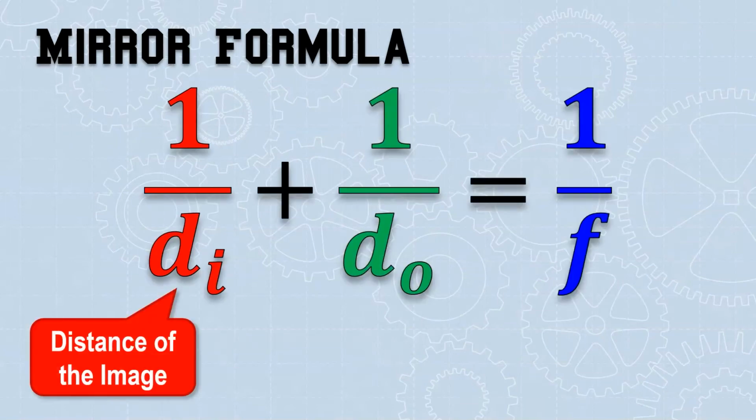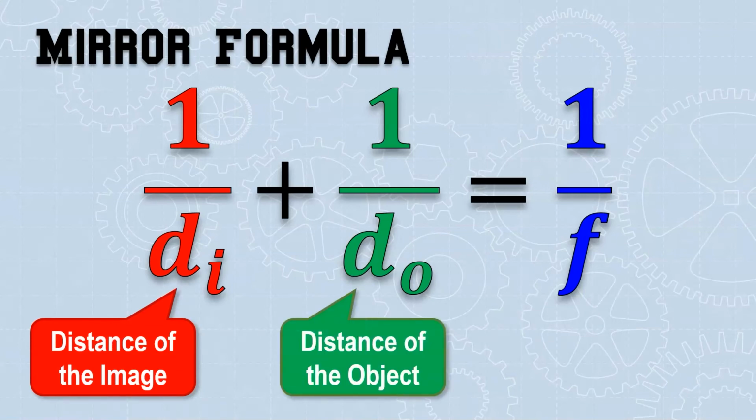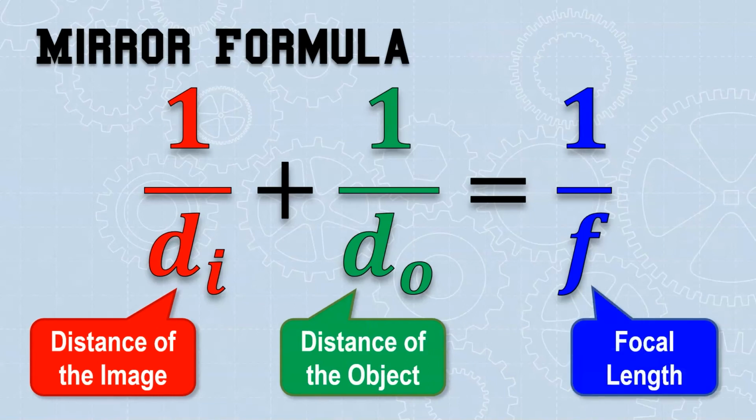And then I'm going to simplify that all into what we call the mirror formula. 1 over DI, the distance of the image, plus 1 over DO, the distance of the object, equals 1 over F, the focal length. Another way to say this is the inverse of the distance of the image plus the inverse of DO, the distance of the object, equals the inverse of the focal length. 1 divided by is the same as saying inverse or reciprocal. Let's give it a try.